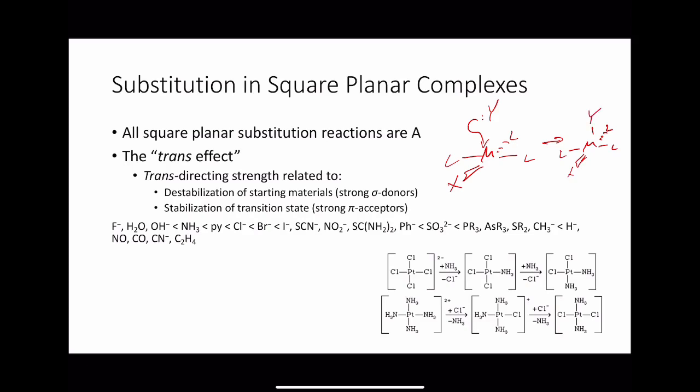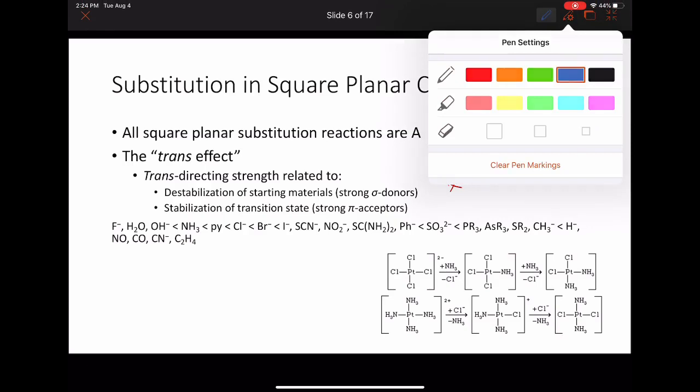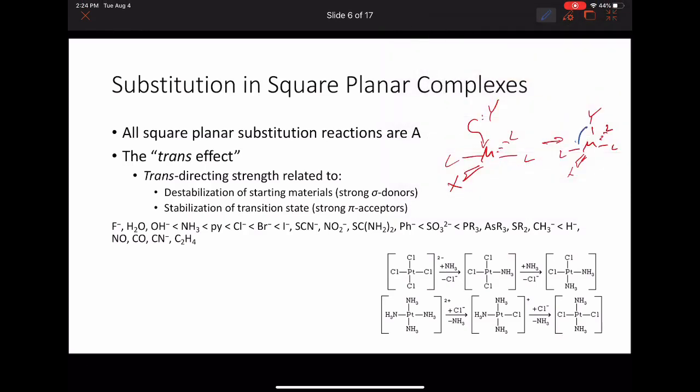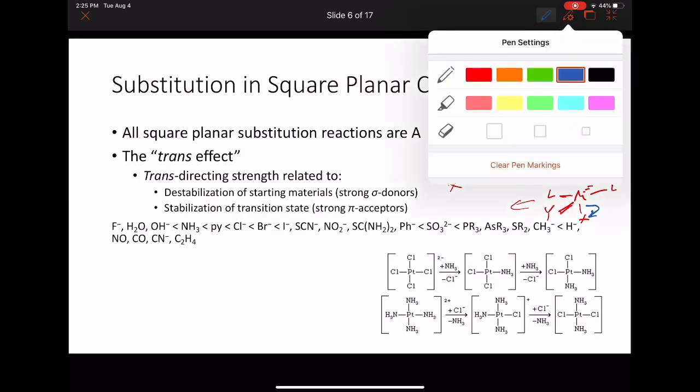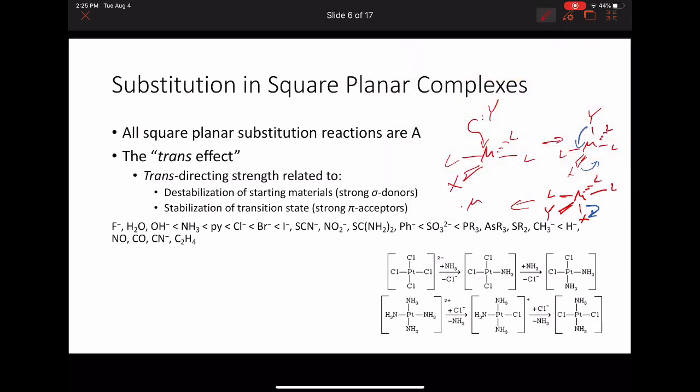Followed by, we have a reorganization of our system. So Y is going to move into this new equatorial position, pushing this X into an axial position. And then finally, we have the breakage of that bond to give us our new square planar system.